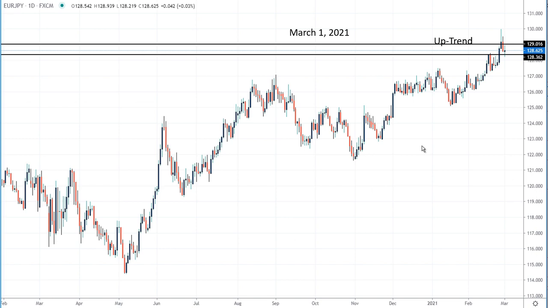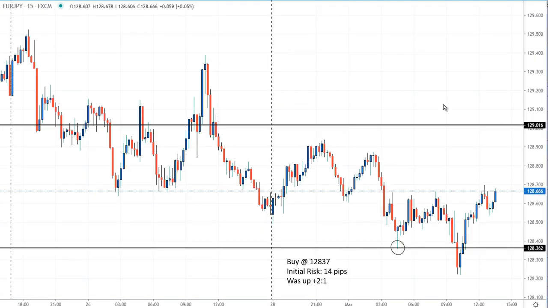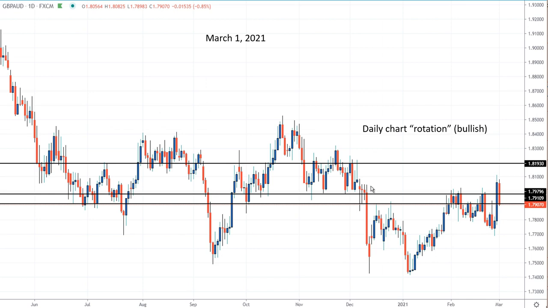We have the Euro Yen. Uptrend on the daily chart. It's just heading straight up. Higher highs, higher lows. 4-hour chart has a pullback, and the entry on this one was right into here. And this needed a 14 pip risk. It got up 2-to-1 as a 2-to-1 reward risk trade, and then it fizzled and came down. But definitely another profitable trade. On the Pound Oz.